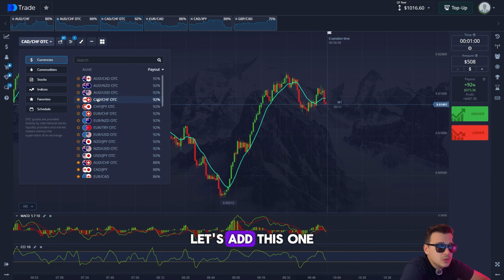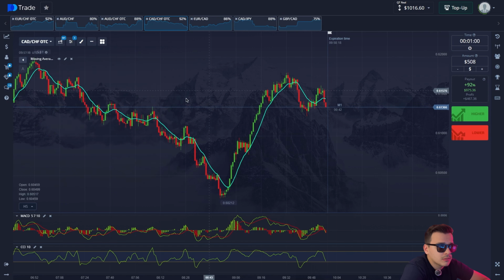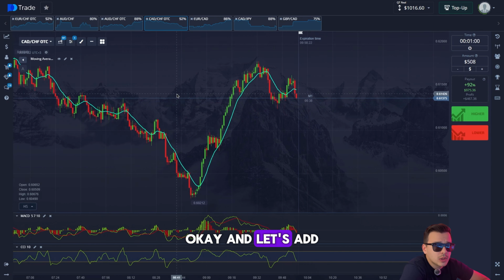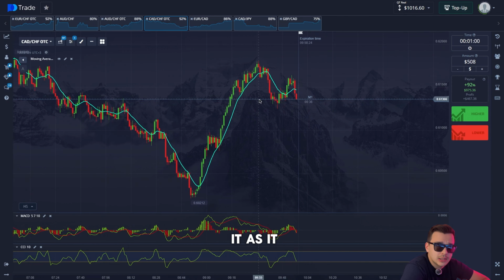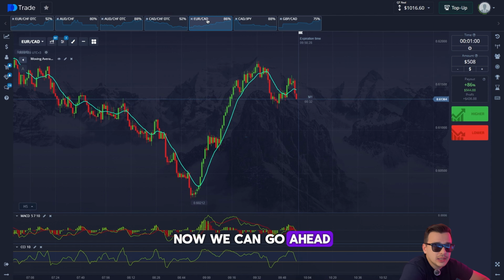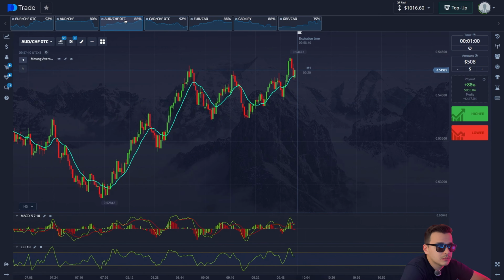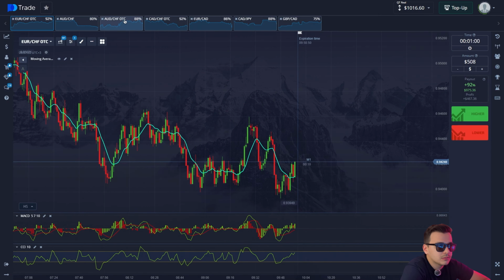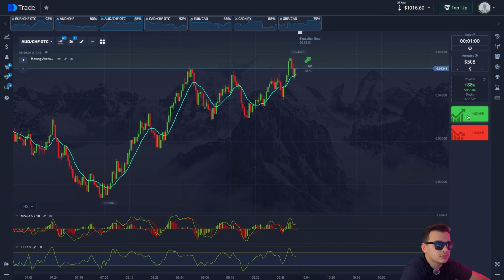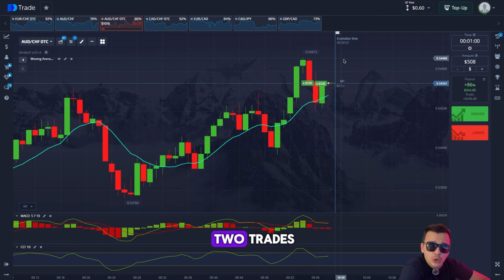Let's add this one. And let's add this one. Let's leave it as it is. Basically, yes. Now we can go ahead and pick up the next currency pair. Here we will open two trades.